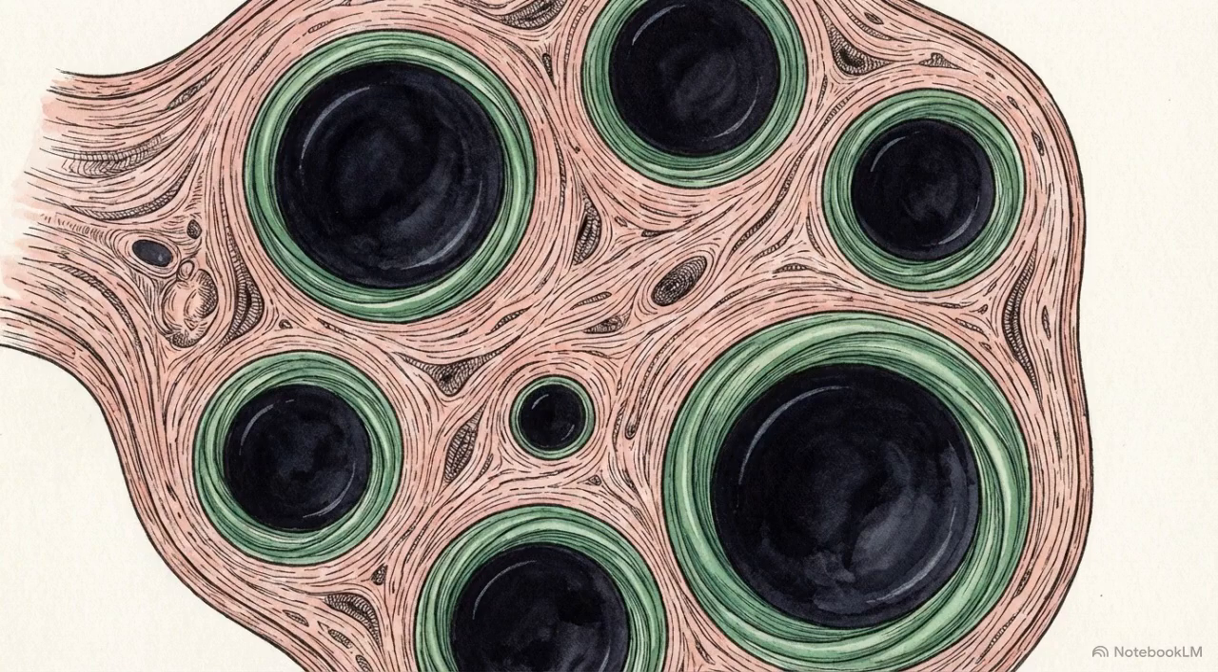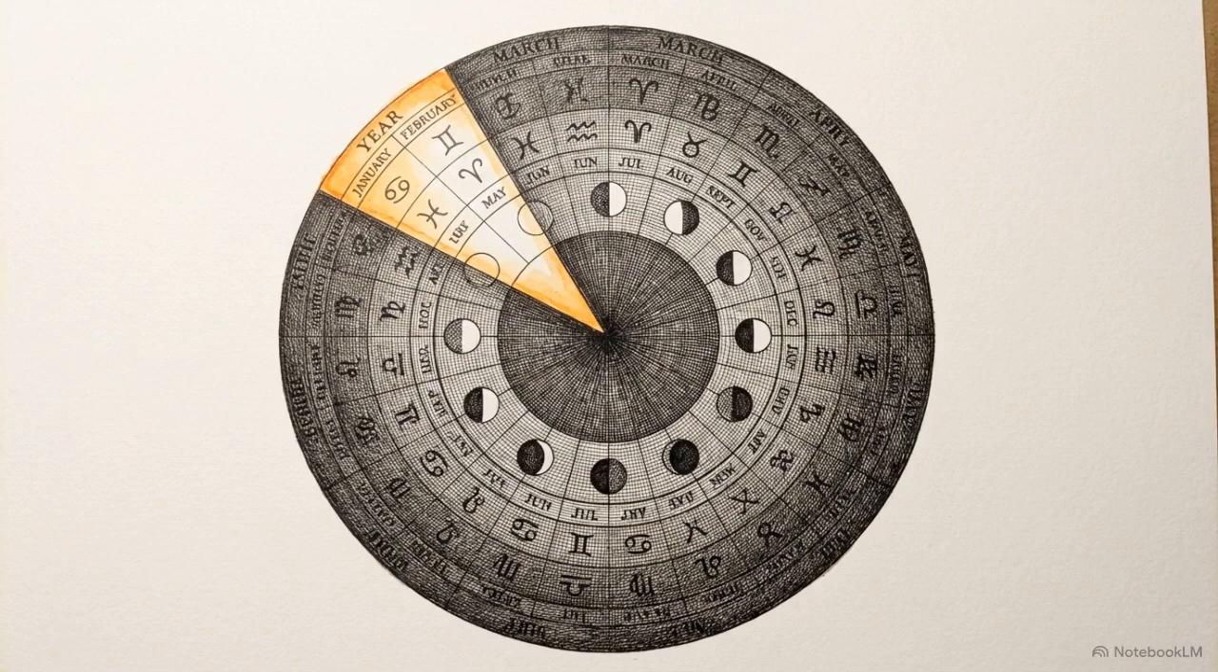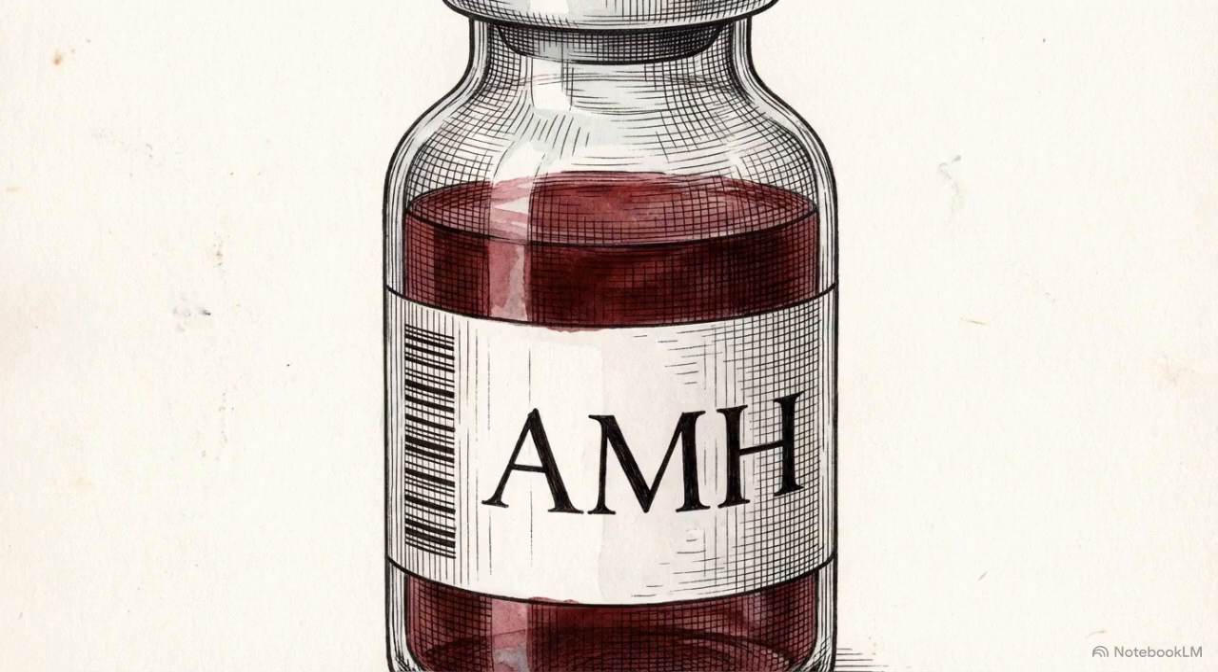It isolates and tallies the dark, circular fluid-filled sacs within the ovary that measure between 2 and 10 millimeters in diameter. For high diagnostic accuracy, the AFC assessment is strictly timed to the early follicular phase, typically performed between days 2 and 5 of the cycle. The biochemical equivalent to the ultrasound count is a serum AMH test. It measures the concentration of anti-Müllerian hormone in the blood.